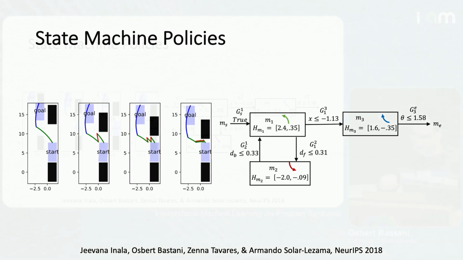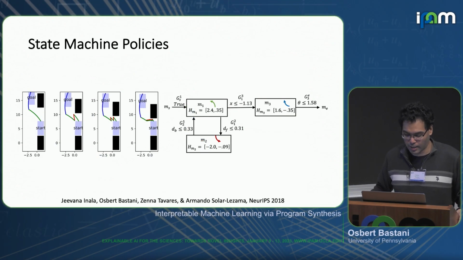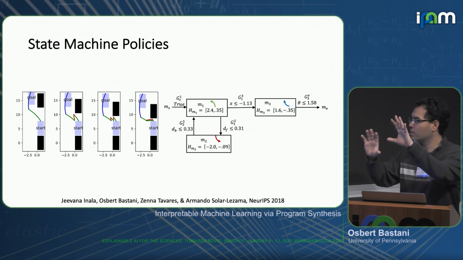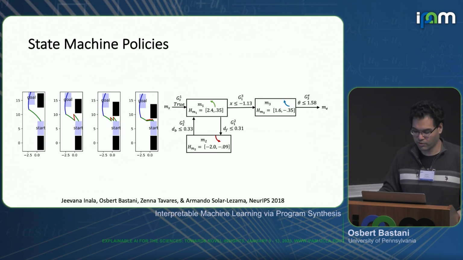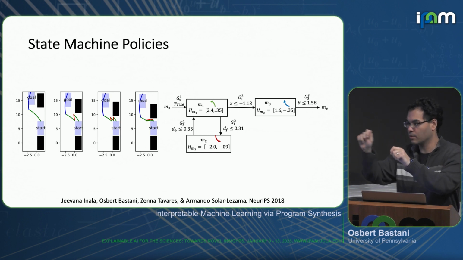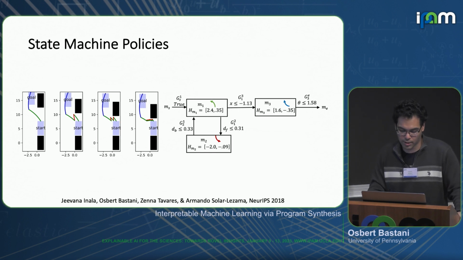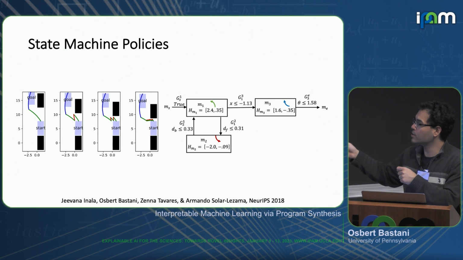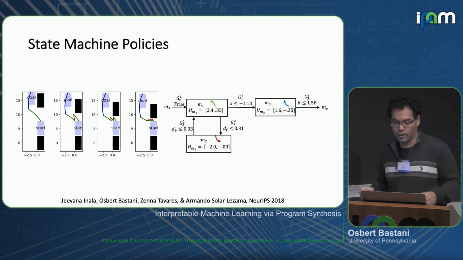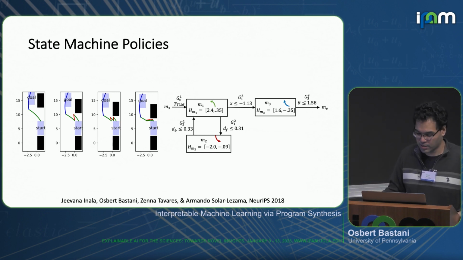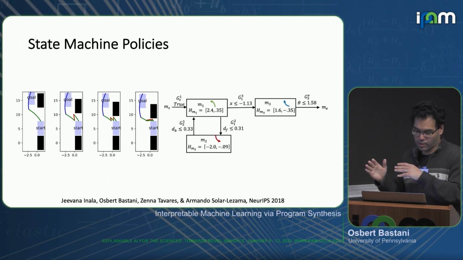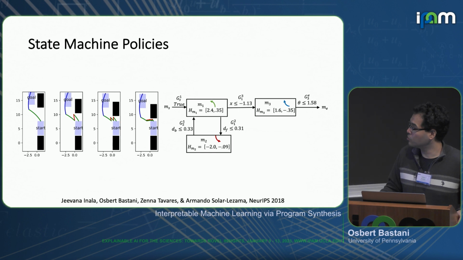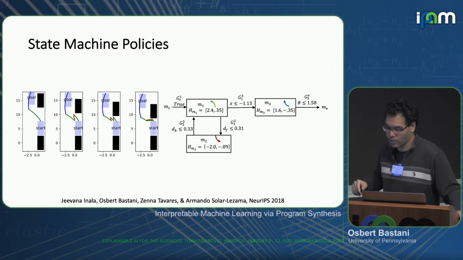What the state machine policy looks like is it has a small number of modes. Here on the right-hand side, I'm showing a policy which has 3 modes. You can think of this as a bunch of if-then-else statements where the condition is which mode you're currently in. In each mode, the control policy is very simple. It's just a linear function of the state. For example, the first mode is the green part. That's the part that tells you to drive forward and to the left. The second mode is the red part.